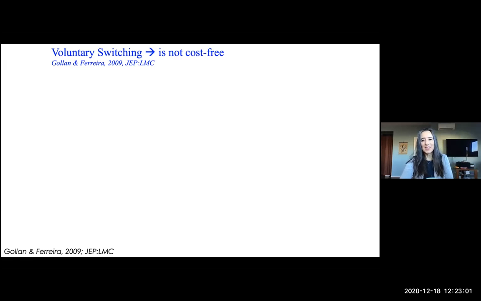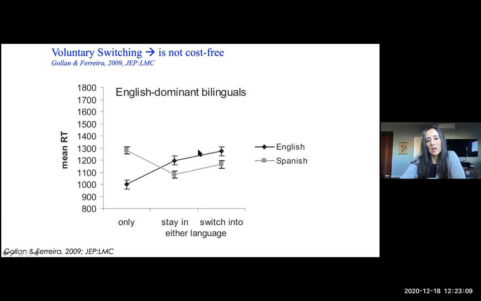But my attempt to debunk didn't work, or this first attempt at least didn't work. Voluntary switching was costly. This shows you just the young English dominant bilinguals. This is that either language block, on a trial where they switched, time in milliseconds. And these are small but highly robust switch costs in time. Repeating the same language that you used on the previous trial, you're a little bit faster than the language you used if you switched. And another really striking thing about this figure was a sort of a turning point for me.